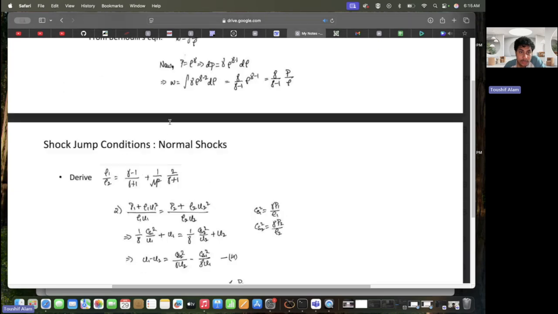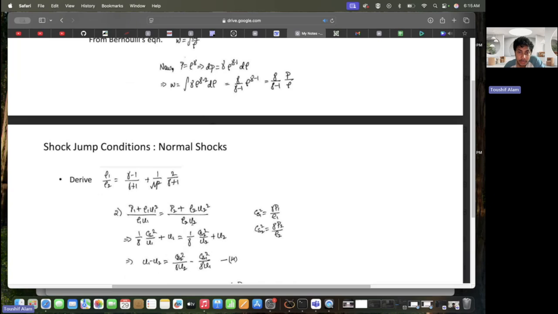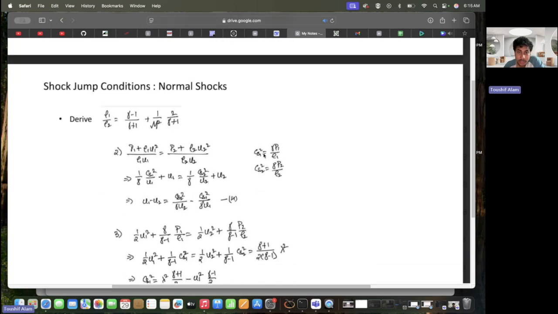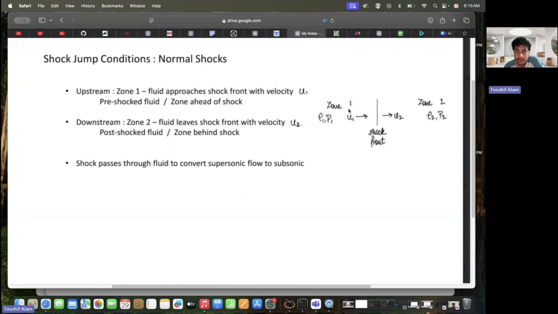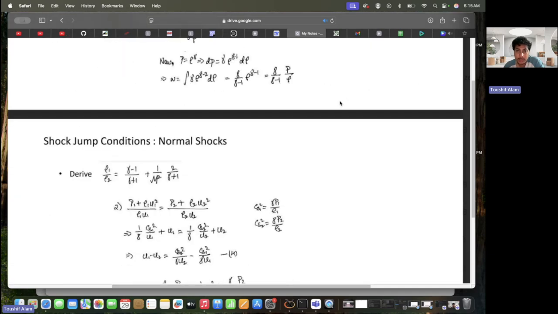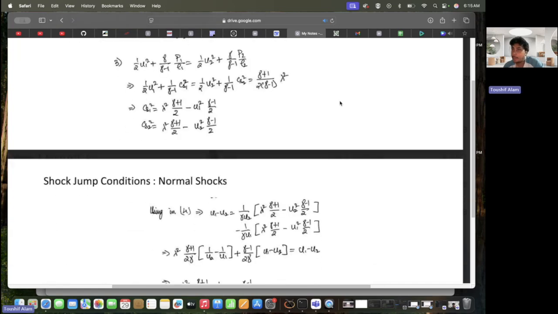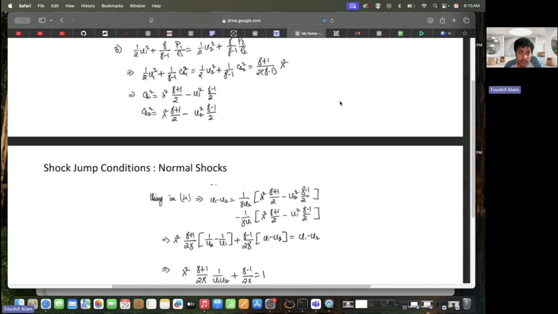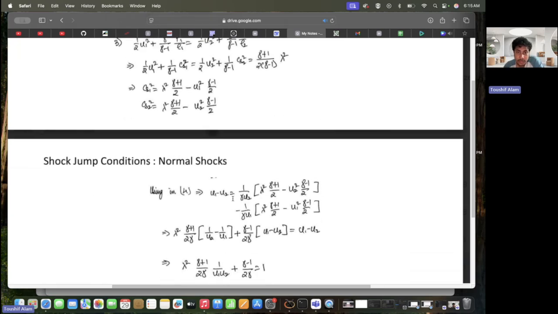You understand now from where you get this. Here you have this conservation equation and you have this conservation equation. Remember CS1 square for this zone will be gamma P1 by rho 1. Gamma is the same because the fluid did not change from monatomic to diatomic. It remains the same. That's why. Shock jump conditions, using the equation for U1 minus U2, will be 1 by gamma U2 lambda square gamma plus 1 by 2 minus U2 square gamma minus 1 by 2.